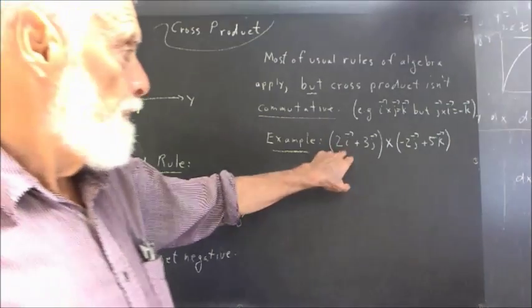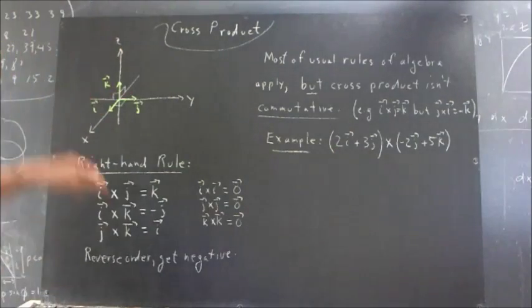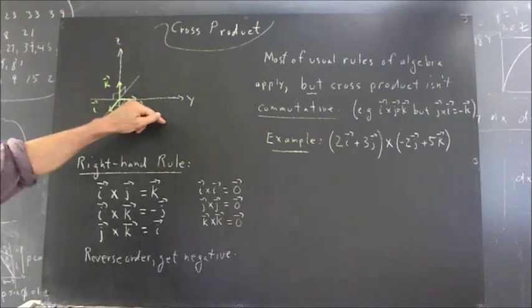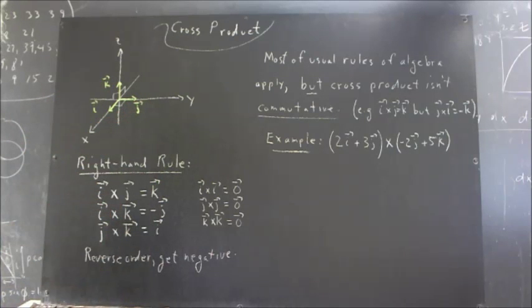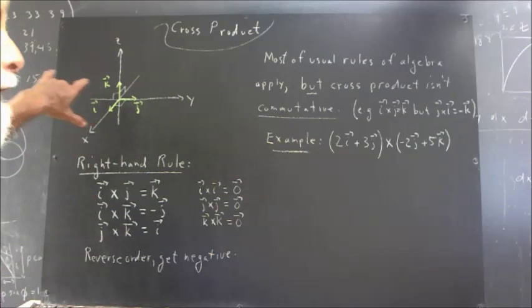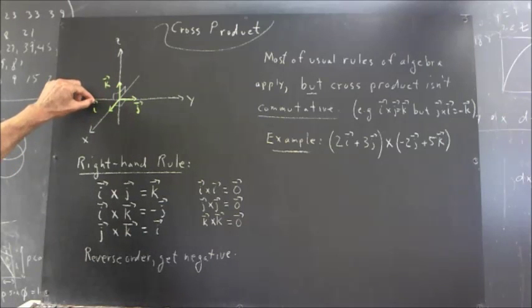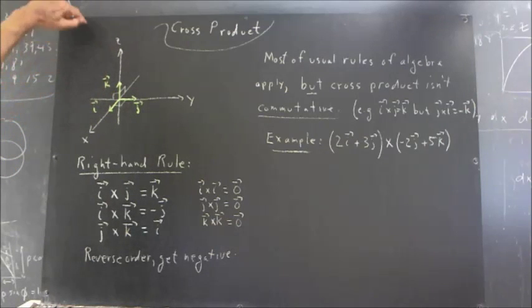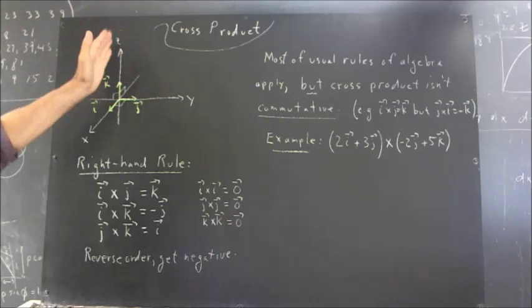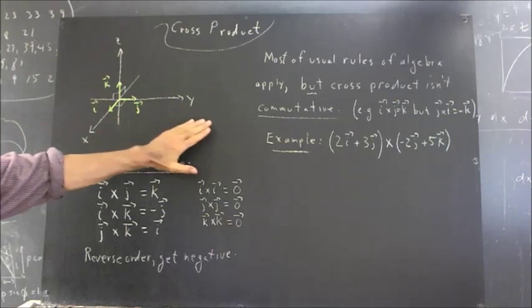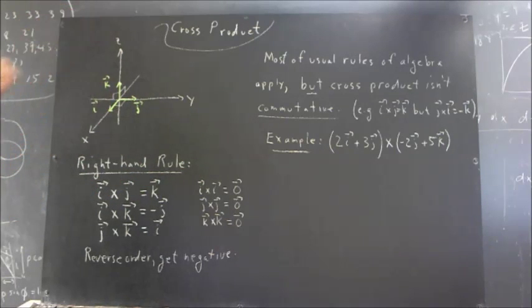Okay, example, 2i plus 3j. Now that's just a vector, 2i and 3j. We could represent that down here in the plane. And I might actually even draw that when I pause here. And then negative 2j, which would be over here, plus 5k, which would be up here. That would be a vector here in the yz plane. So we'd have a vector in the xy plane crossed with a vector in the yz plane.